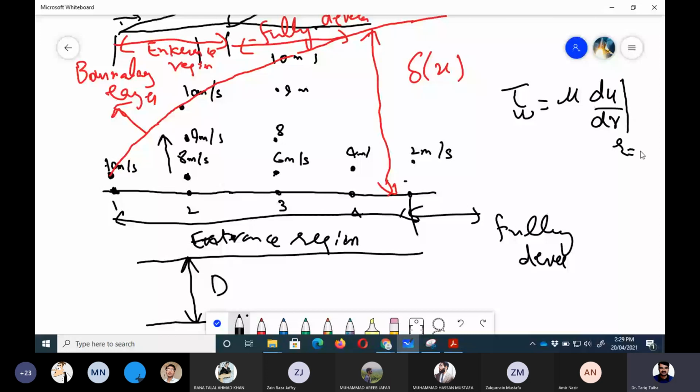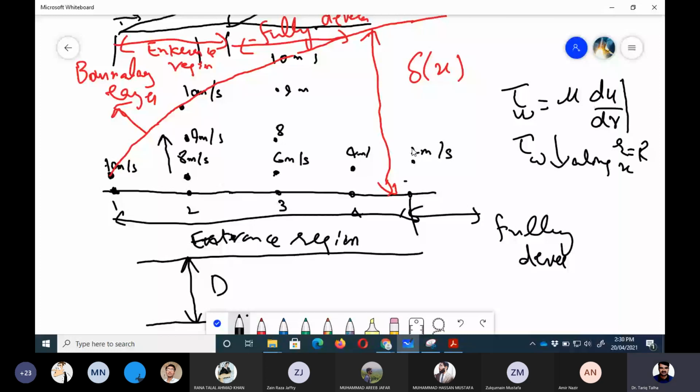So if you look here, the value of du upon dr is maximum at the entrance, because the velocity is maximum between the first and second layer of the molecule, and this du by dr decreases as we move down, because now 8 minus 0, here it was 10 minus 0, here it is 6 minus 0, 4 minus 0 and 2 minus 0. So this tau omega decreases along x in the entrance region, and its value becomes constant in the fully developed region.